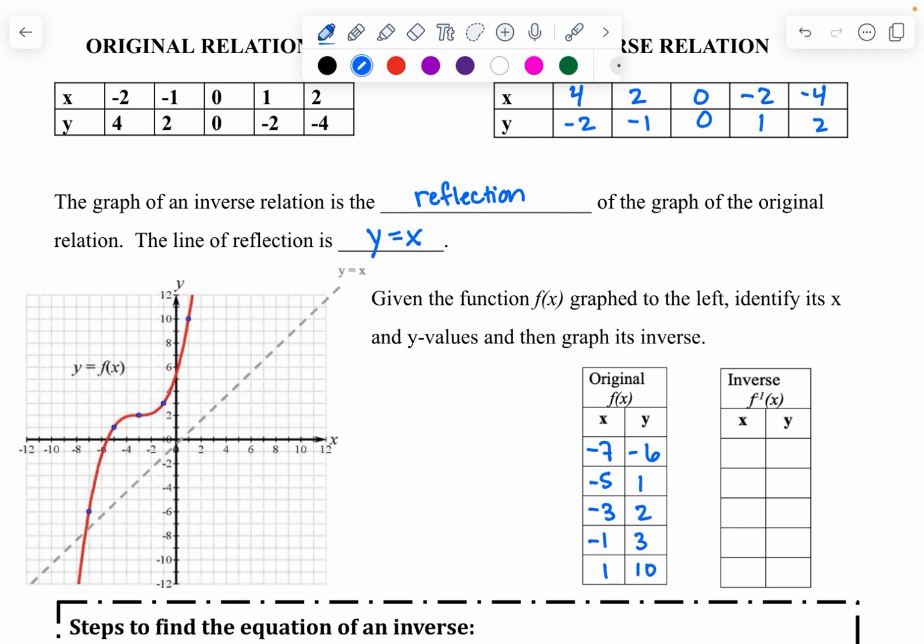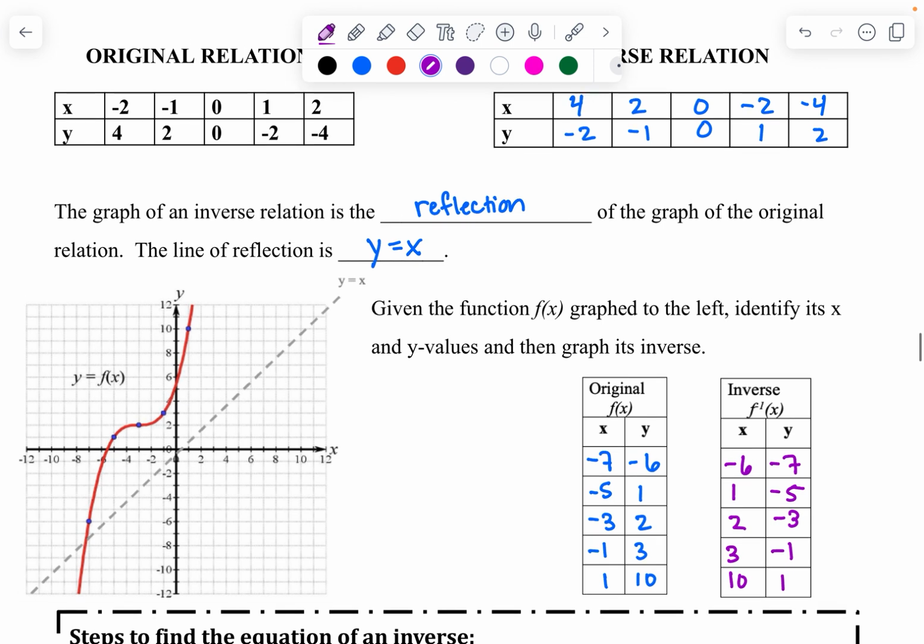So for the inverse, we swap those points, and we have negative 6, negative 7. The x value becomes y, y becomes x. And then we're going to plot these points to find out what the graph of the inverse function looks like. So if I plot negative 6, negative 7, we're right here. 1, negative 5. 2, negative 3. 3, negative 1, 10, 1, and then I sketch in my graph.